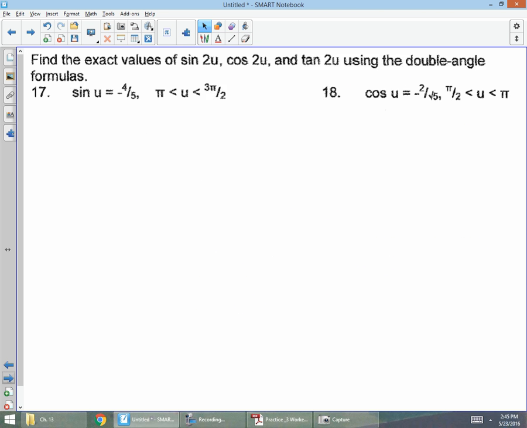All right, so now here comes one of the big parts on the test. This is a big part to be able to find the exact value of the sine of 2u, the cosine of 2u, and the tangent of 2u using the double angle formulas. Now in these questions, they tell you where to draw the triangle, and we're going to make sure that we draw correctly, label correctly, do everything correctly.